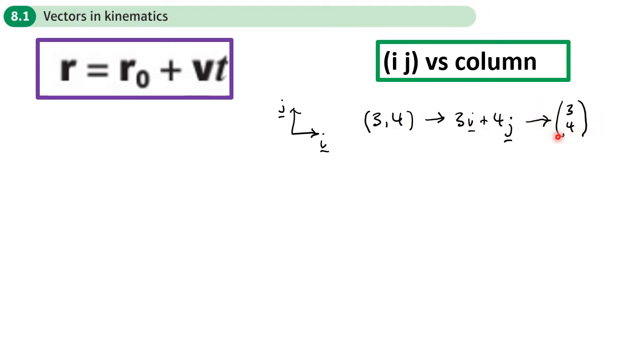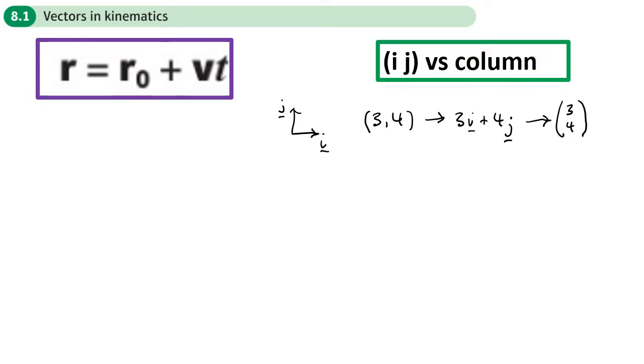They're equivalent. Depending on the question, they may give you information in ij, you convert it to a column, and then you do the working as a column and convert back, or you may be given a column and convert it to ij. It all depends, but sometimes the column working is easier.